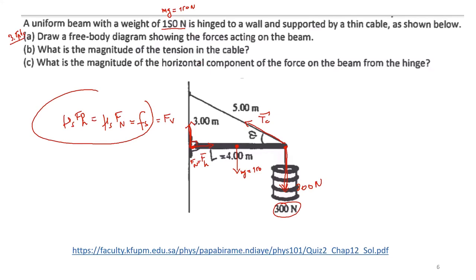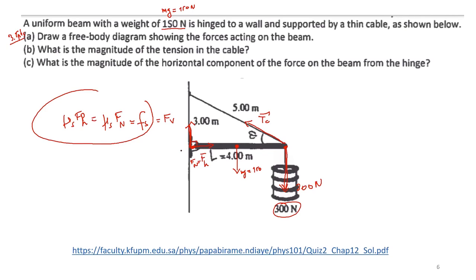So where should I put my axis such that in one equation, in one shot, I will get the tension of the cable? Along with the 300 Newton. So you want to put the axis of rotation here. If I put it here, the torque of TC will be 0. So I cannot get TC, because the torque of TC will be 0.